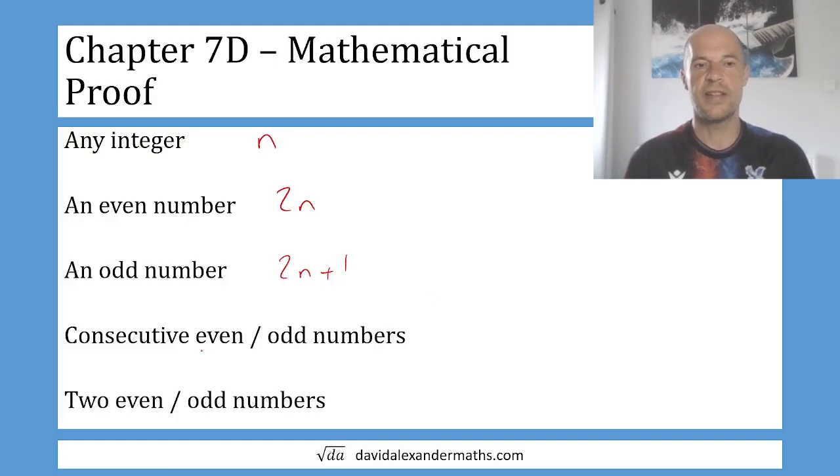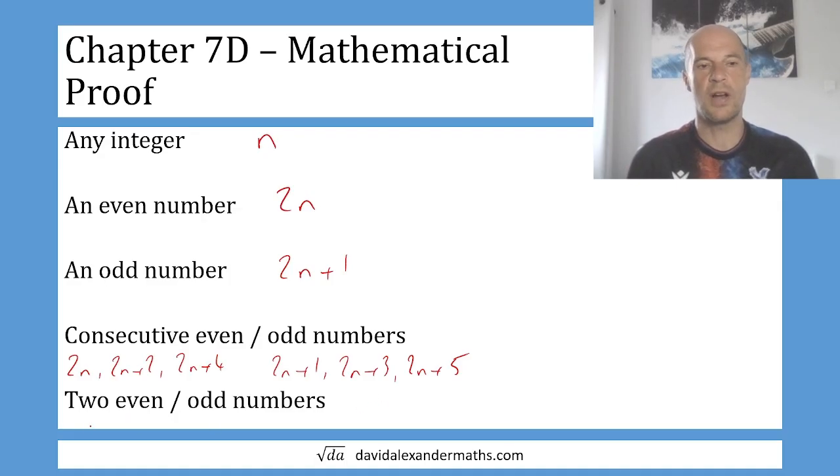Now for consecutive even numbers, if the first one is 2n, then the next one will be 2n plus 2, the one after that will be 2n plus 4. For odd numbers, we know the first one is 2n plus 1, so the next one will be 2n plus 3, 2n plus 5, etc. Now if you've got a question where it says just two random even numbers, not consecutive even numbers, then we'll represent one as 2n and the next one as, let's say, 2m. It doesn't have to be the letter m, it could be any letter at all, but generally the first one we'd use n, the next one m. Similarly for odd numbers, two random odd numbers, one will be 2n plus 1 and the next one will be 2m plus 1.